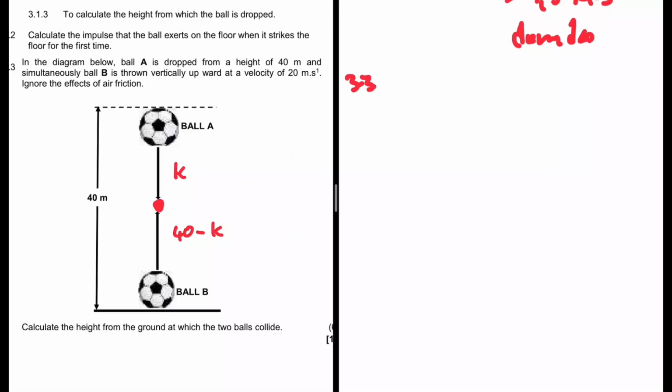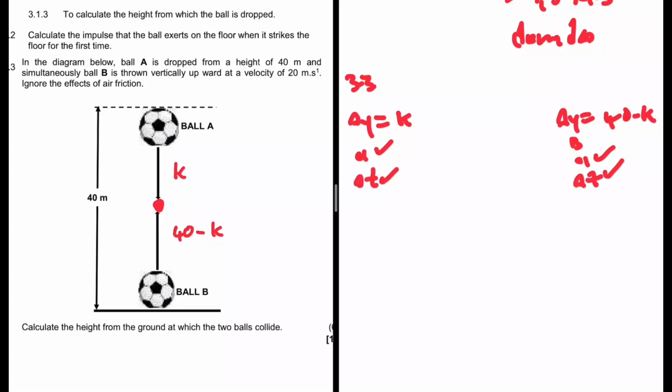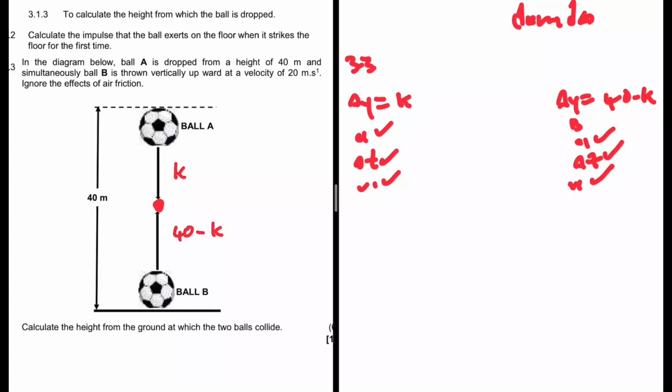So we have the displacement of A, which we are saying is k, and then we have the displacement of B, which is 40 minus k, right? Acceleration is 9.8 meters per second squared, the same for both objects. And then they are projected at the same time, so they have the same time also. And then what else? Oh, one object is dropped and the other one is projected upwards.